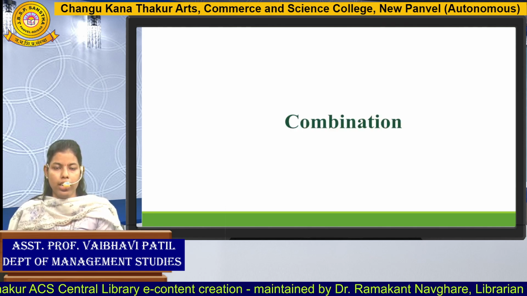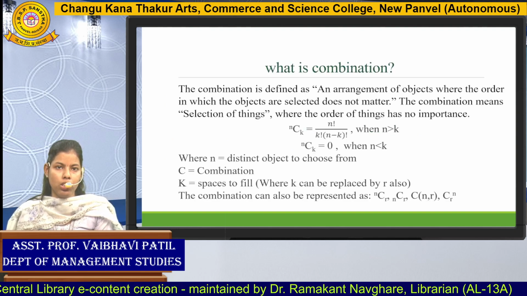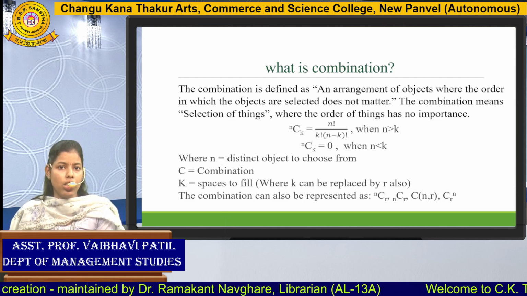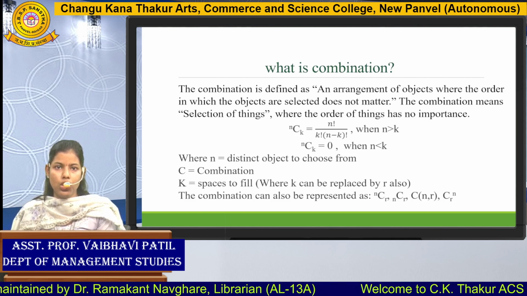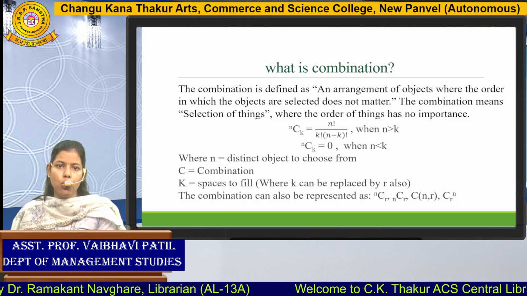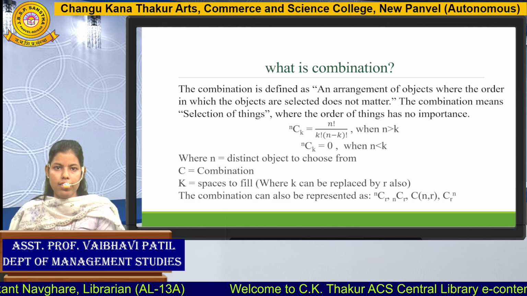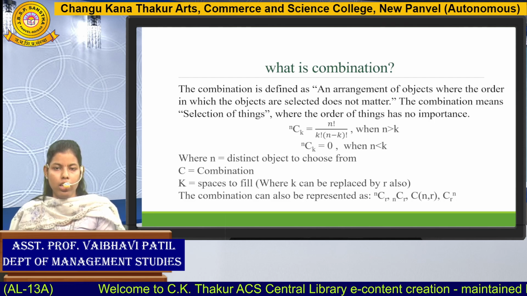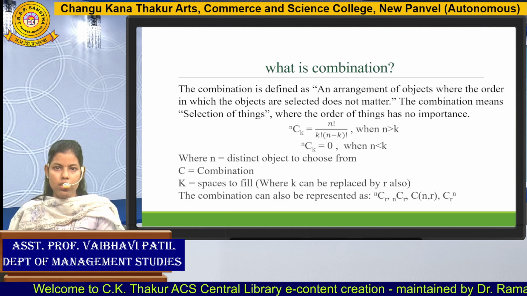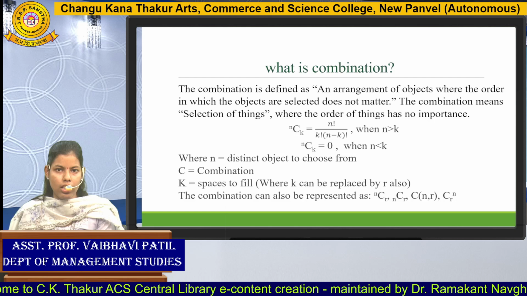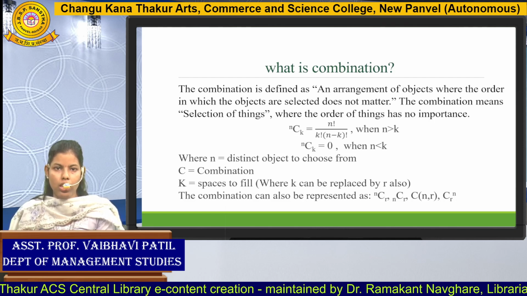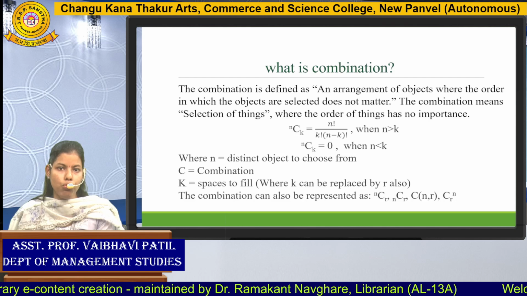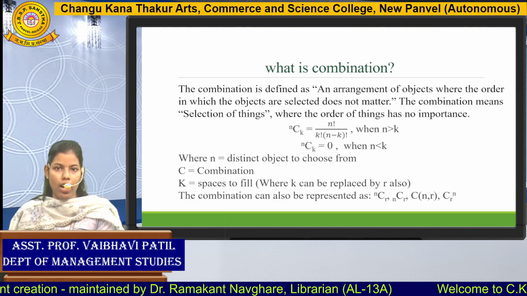Now the next topic I'm going to explain is combination. So what is combination? The combination is defined as the arrangement of objects where the order in which the objects are selected does not matter. The combination means the selection of things where the order of the things has no importance. This is the formula of the combination, that is nCk equal to n factorial divided by k factorial times (n minus k) factorial, where n is always greater than k. The nCk is equal to 0 when n is less than k. Here n means the number of distinct objects to choose from, C is the combination, k is the space to fill, where k can be replaced by r also.